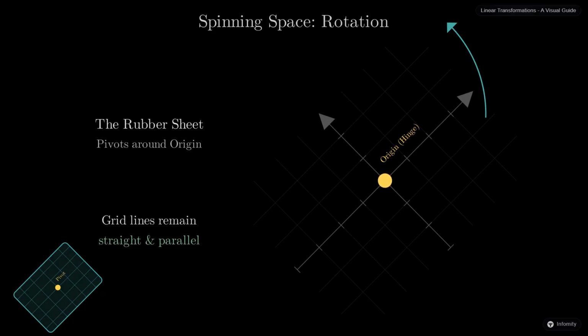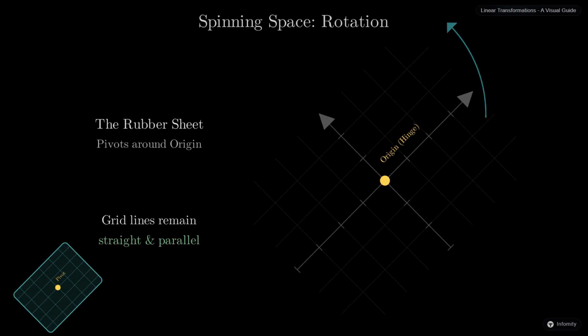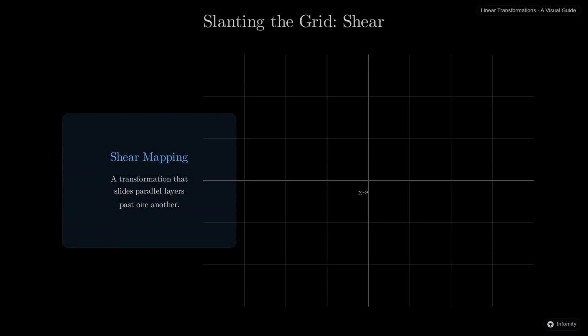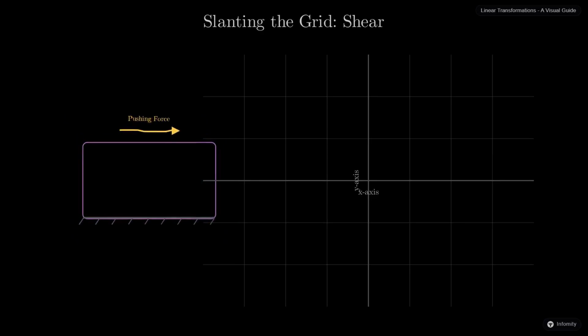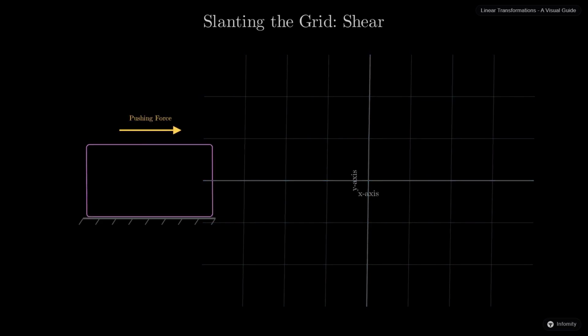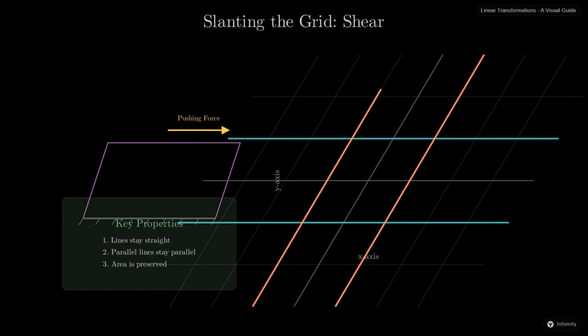The lines curve during the motion, but once the rotation stops, they are perfectly straight and parallel again, satisfying our requirements. Now, let's look at a more unusual transformation called a shear. Imagine pushing only the top of our rubber sheet to the right, while keeping the bottom anchored. The grid slants diagonally. Even though the squares deform into parallelograms, the grid lines remain straight and parallel.